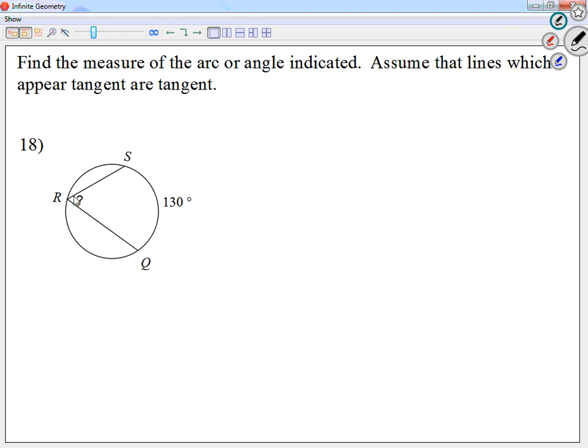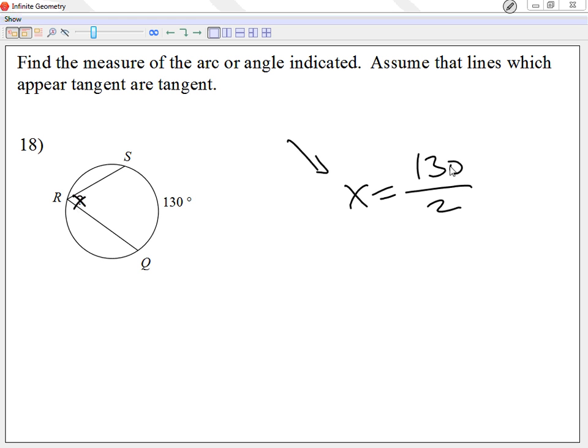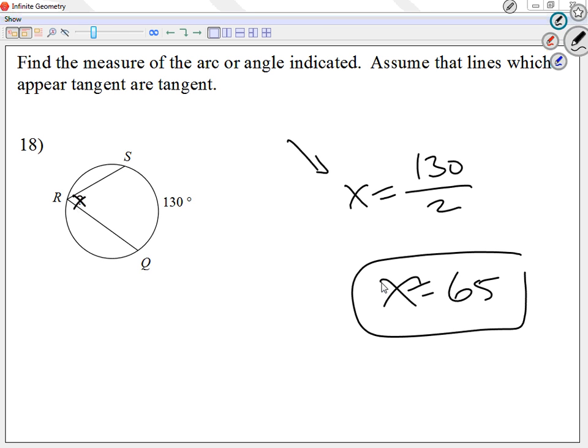Now looking at 18, the same idea. This is x, so I'm going to say x is equal to 130 over 2. Notice I always start with the angle. I know for the others here that have 2 numbers, 2 arcs, but notice how this one only makes 1 arc. So this one we're just going to finish with x equals 65. Right, the angle is half of the arc when it is on the circle.